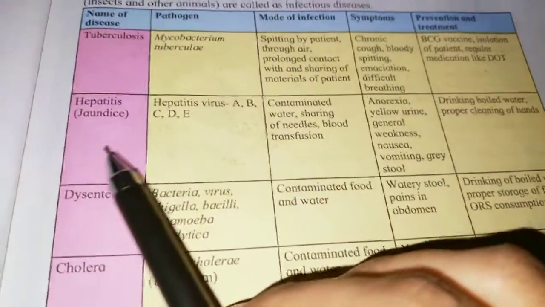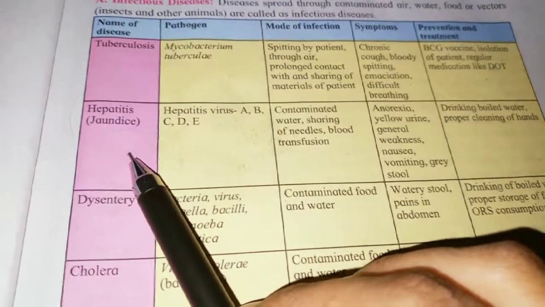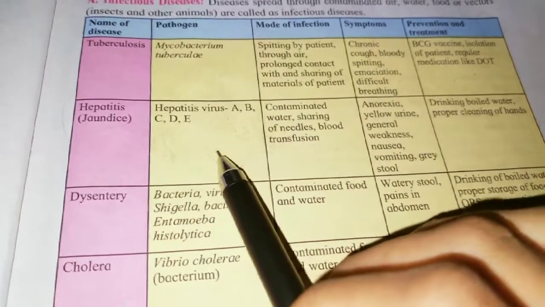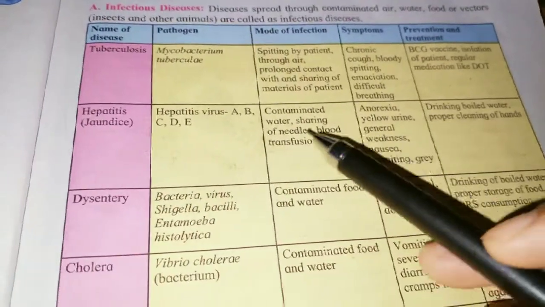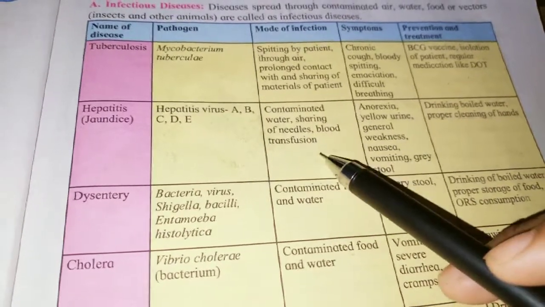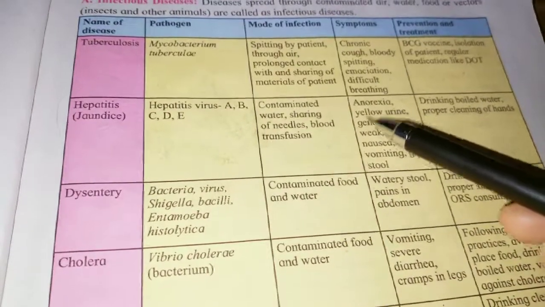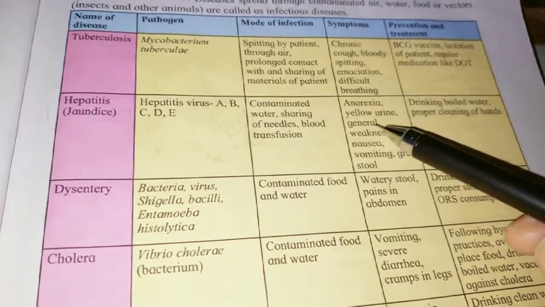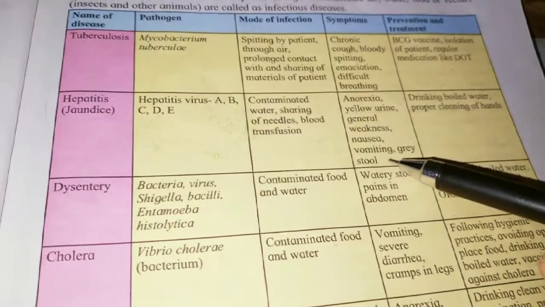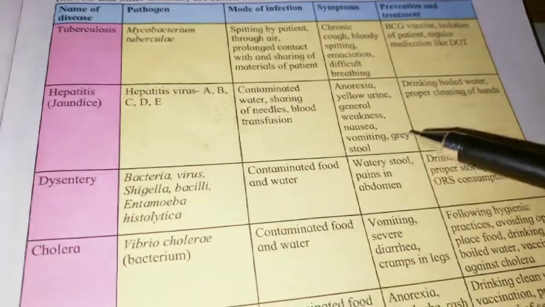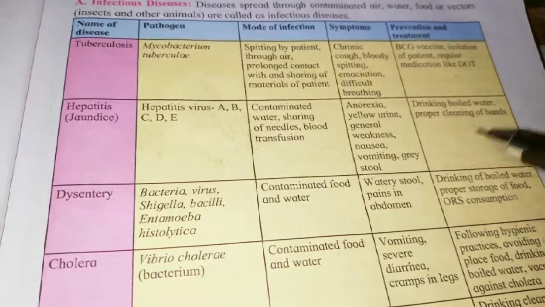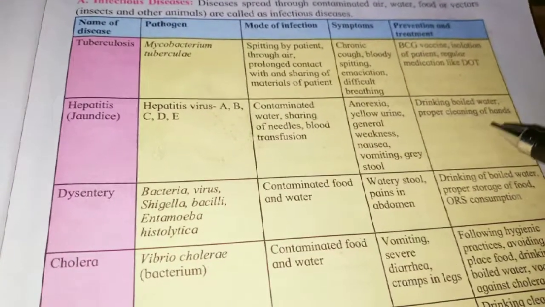Now hepatitis, that is known as jaundice. The pathogen is hepatitis virus A, B, C, D, E. Mode of infection: contaminated water, sharing of needles, and blood transfusion. Symptoms: anorexia, yellow urine, general weakness, nausea, vomiting, and grey stool. Prevention and treatment: drinking boiled water and proper cleaning of hands.